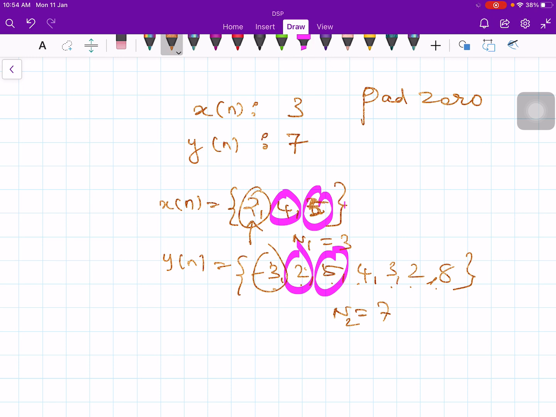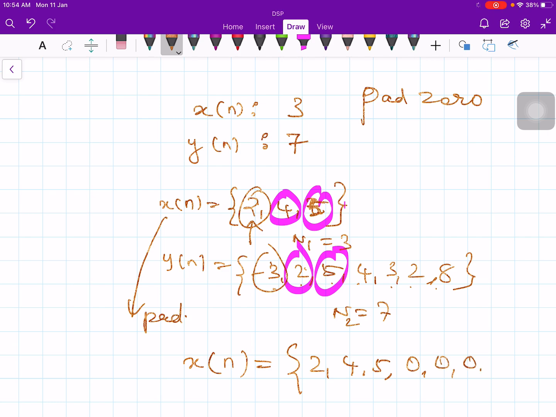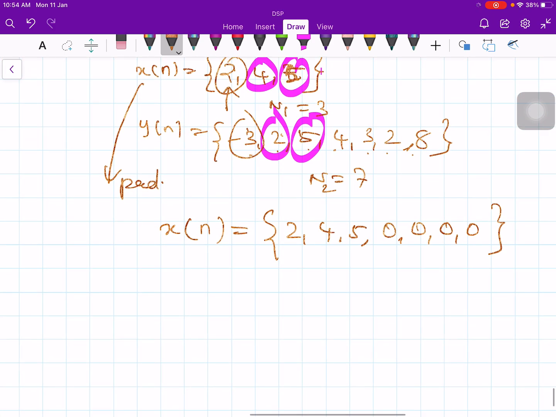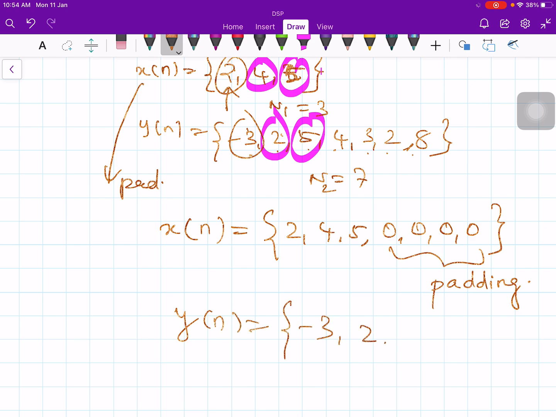So in that case what do you do? You pad some zeros. How do you pad it? x of n is equal to 2, 4, 5 and pad another 4 zeros. So this operation is called padding, adding zeros at the end. And then your original sequence y of n is -3, 2, 5, 4, 3, 2, 8. Now both are of the same length, then you can do the multiplication.